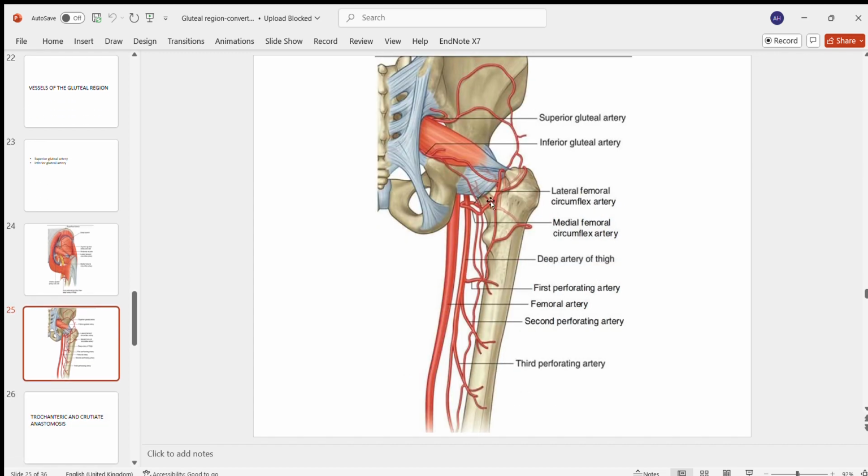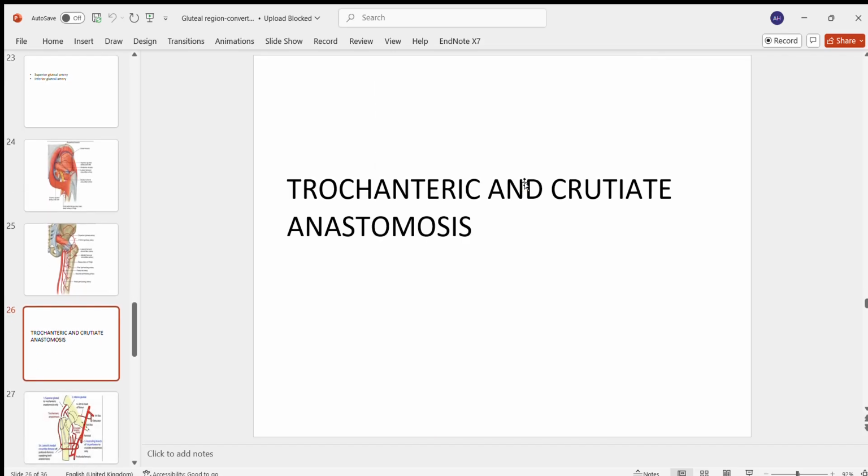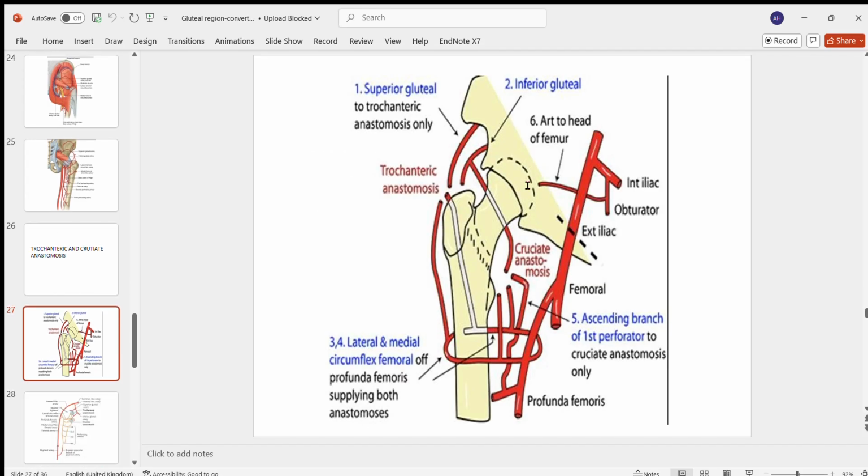In this picture, we can again see this piriformis, above which is the superior gluteal artery, below is the inferior gluteal artery, and both of these are taking part in formation of the trochanteric anastomosis, and the lower one is also taking part in formation of the cruciate anastomosis. Now, what is the trochanteric and cruciate anastomosis?